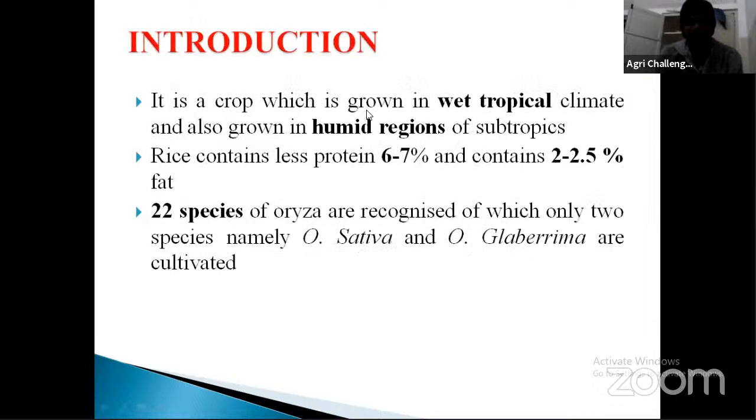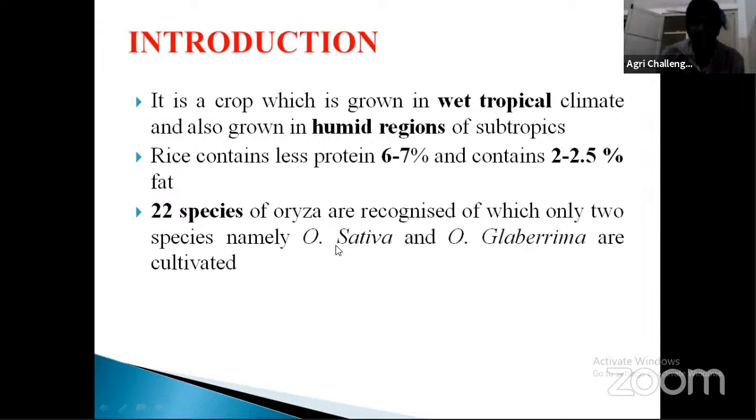It is a crop which is grown in wet tropical climate and also in humid regions of the subtropics. Rice prefers hot and humid climate, and it contains very less protein compared to other cereals. Its protein content is only 6 to 7%, and it contains 2 to 2.5% fat. Till now, 22 species of Oryza are recognized, of which only two are cultivated. The first one is Oryza sativa, cultivated in Asia, and the next one is Oryza glaberrima, cultivated in Africa.